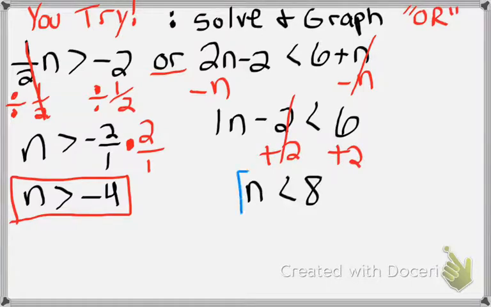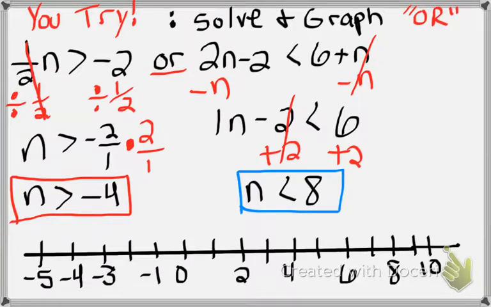Alright, so you end up with n is less than 8. So take a moment to graph these results, and you'll be good to go. This is going to be a slightly special situation, but graph it first. It's only special because it's an OR, and it's not an AND. You're going to see something happening here. Okay, so draw out your number line.